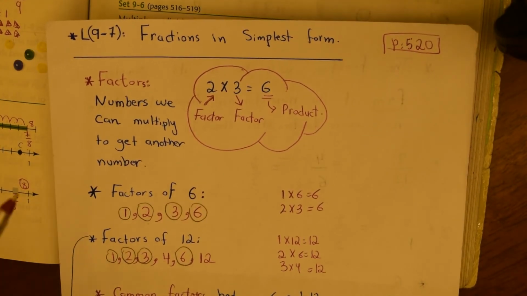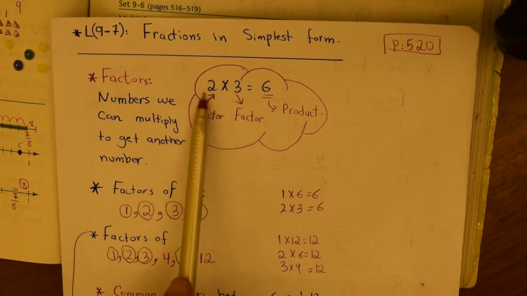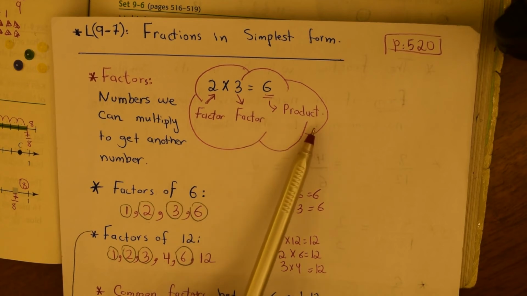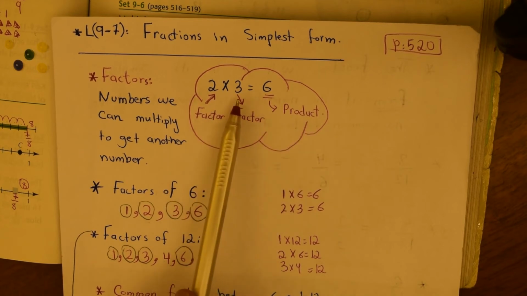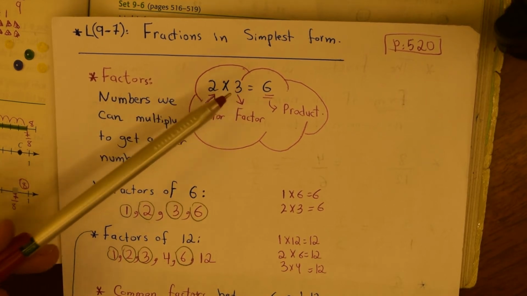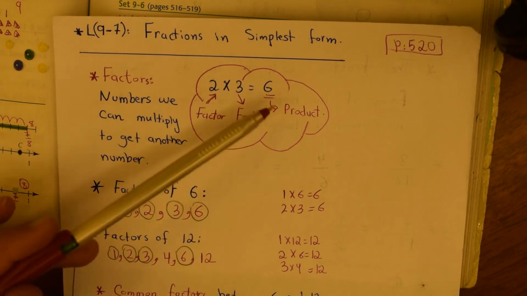Okay, so before we start with the lesson, we will revise the meaning of factors and how we can find common factors. Factors are numbers we can multiply to get another number. So 2 times 3 equals 6. Then I will say that 2 is a factor of 6, 3 is a factor of 6, and 6 is the product of 2 and 3. So the factor 2 and the factor 3 are numbers I will multiply together to give me the product 6.